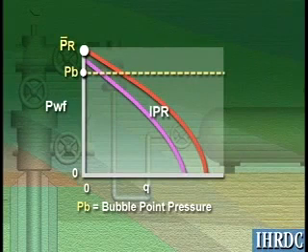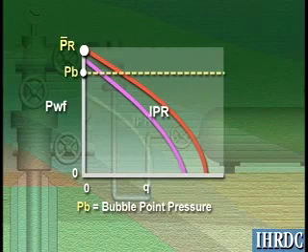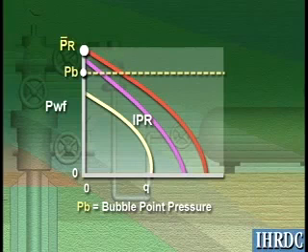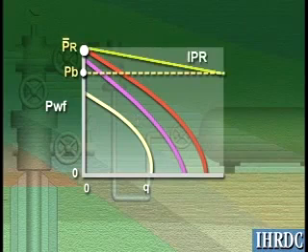Reservoirs with other drive mechanisms, such as water drive, gas cap expansion, gravity segregation, or a combination of mechanisms, will have IPR curves of a different shape, or perhaps a straight line.